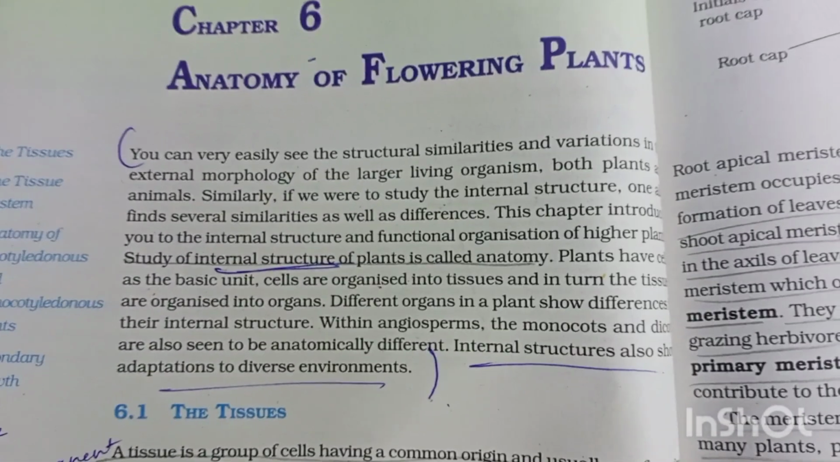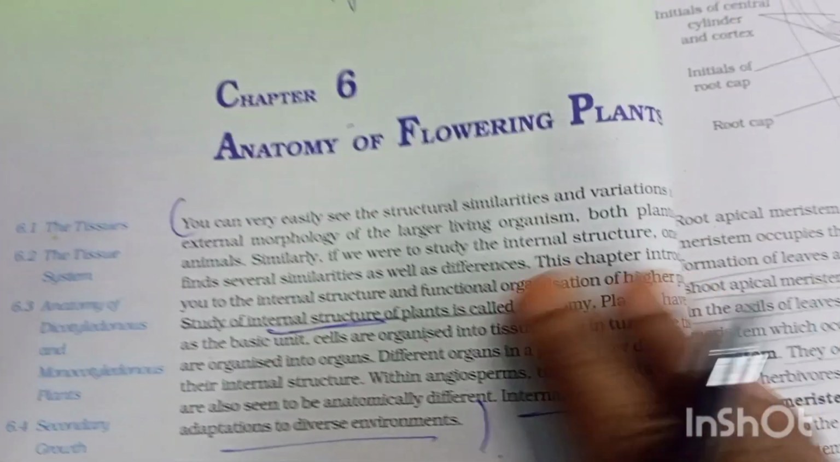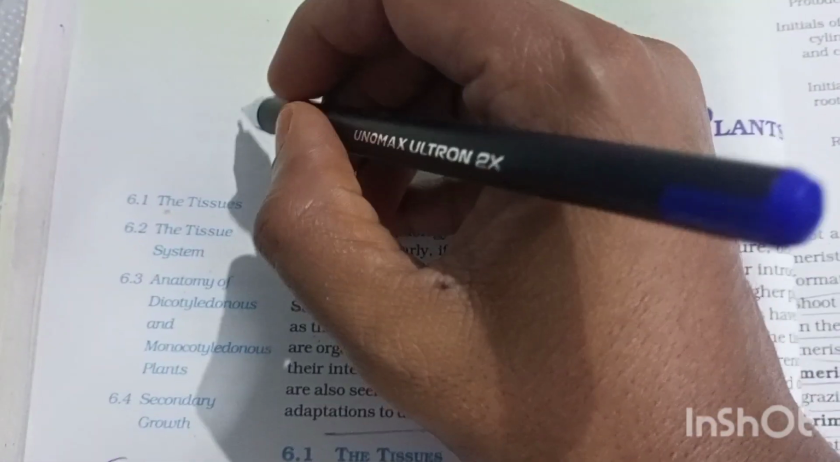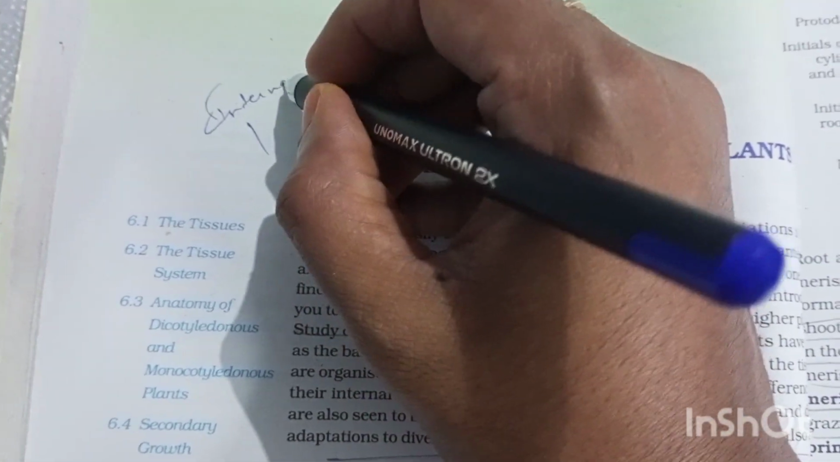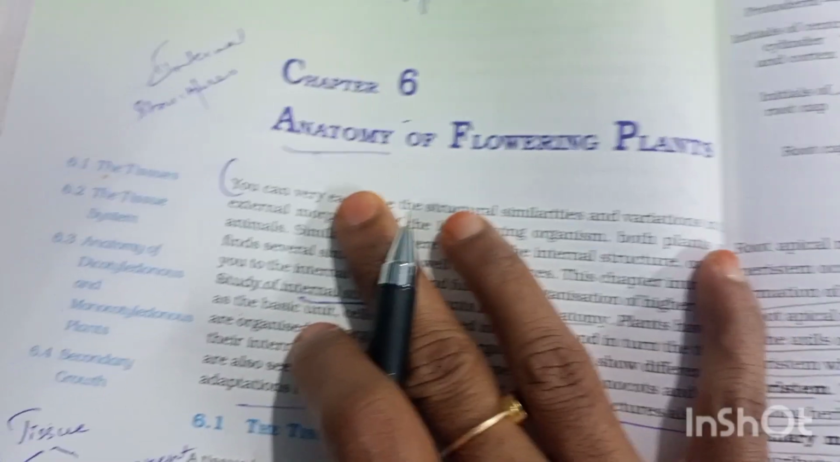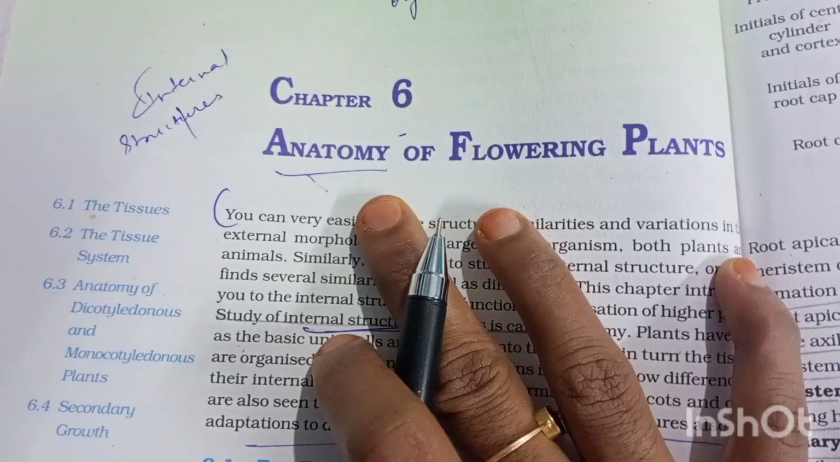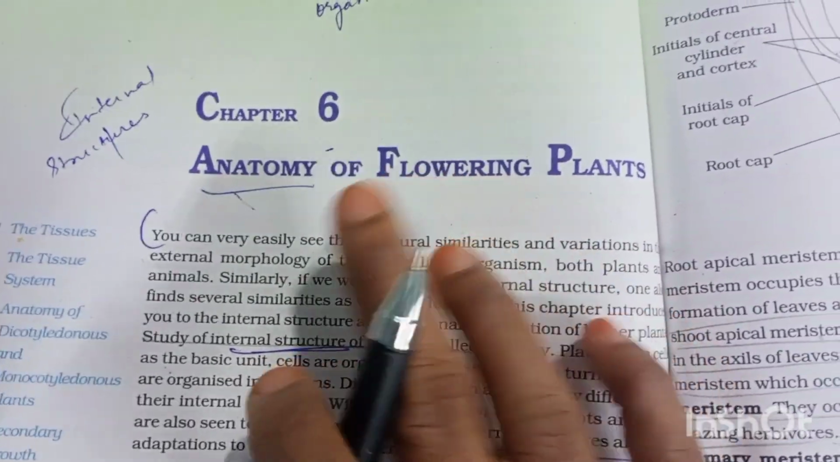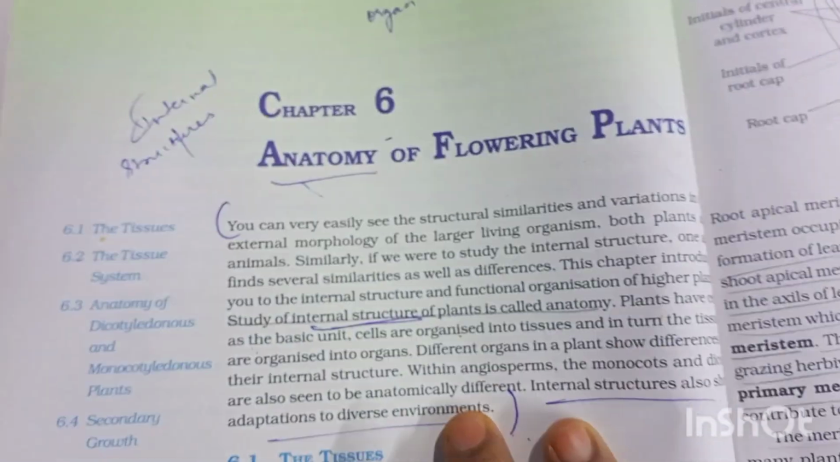So let's enter into the next topic, that is anatomy of flowering plants. Anatomy is the study of internal structures. So anatomy is a branch of science which deals with the study of internal structures. Here it's clearly given we are going to study about the anatomy of flowering plants.